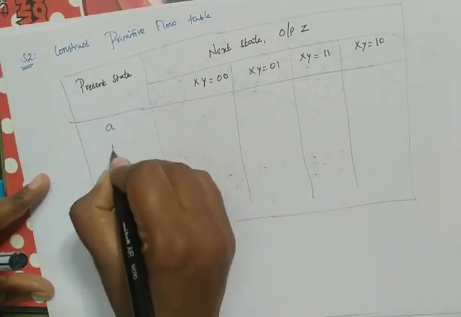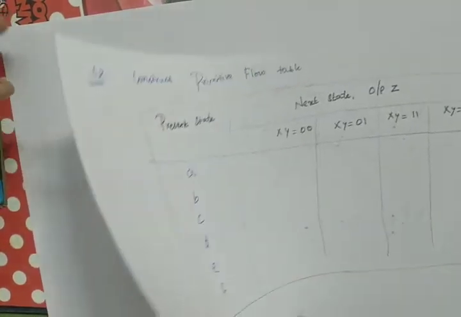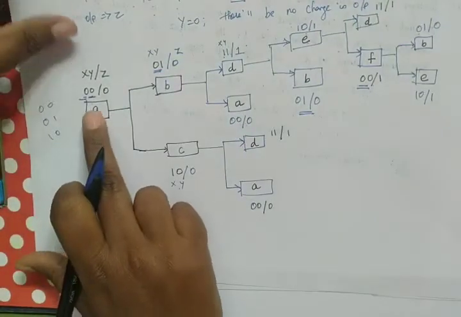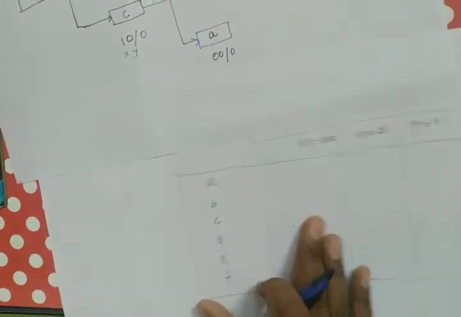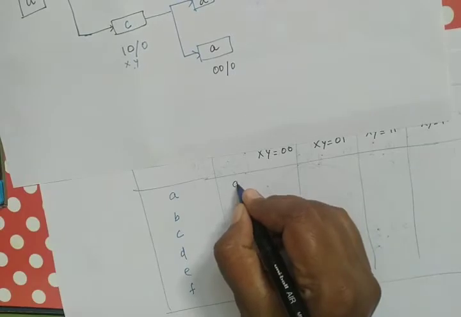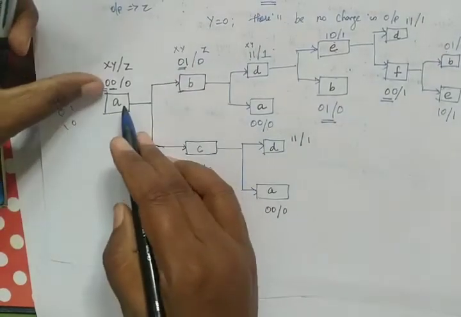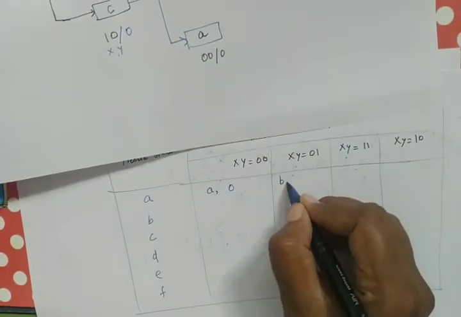And what are the states we got now? That is A, B, C, D, E, F. Then next state. So how can we write the next states? Let us check this. Here we have A. If A is the present state, it remains in the same state when XY is equal to 0 0, and the output for that is 0. Next, A, when it is 0 1, goes to B.